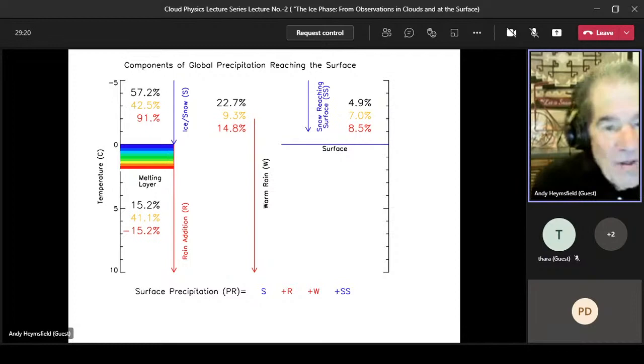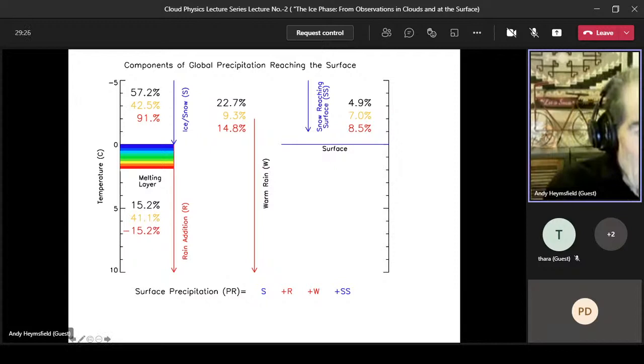So this is snow which melts to rain, and this is rain, the warm rain addition. This is the melting of snow. This is ice and snow added through the rain process. This is warm rain, and then this is snow reaching the surface. So regarding the amount of snow reaching the surface, these are the two model results. This is UK and this is the CAM model. And the first thing to notice here is the rather small amount of snow adding to global precipitation due to snow reaching the surface.